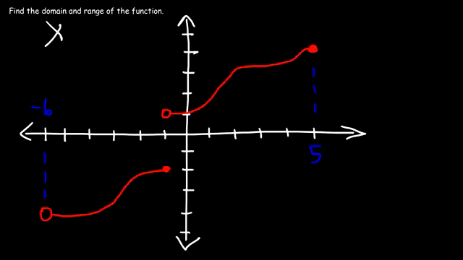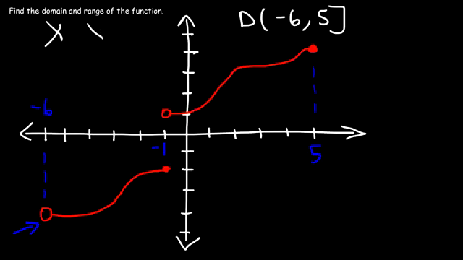And notice that there's a jump in the graph at -1. However, x can be -1. So x could be anything between -6 and 5 except -6, because we have an open circle at -6, but it can be -1 because we do have a closed circle at -1. So the domain for this one is going to be -6 to 5, because it could be any x value between -6 and 5, just not -6.